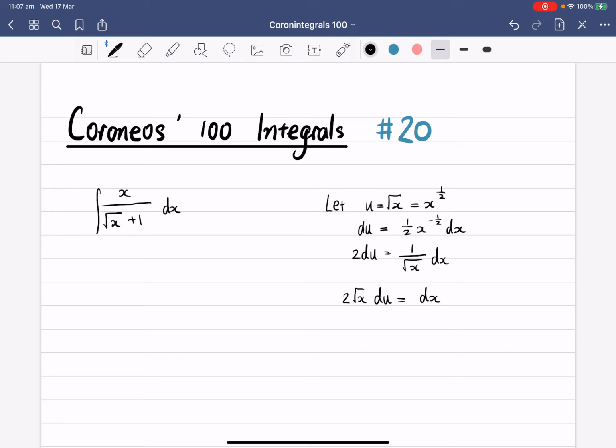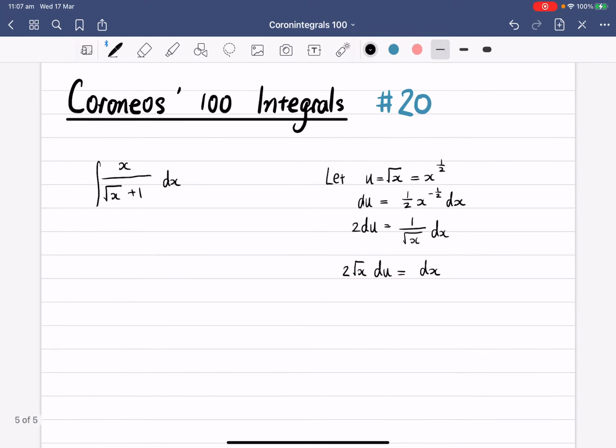Now it's really simple. We've got dx on this side, and this is what you want to replace that dx with. But then we still have a problem: that's a square root of x. So on the left hand side, you've got square root of x, and that's a u. So what we need to do is replace that square root of x again. Previously we just let u equal the square root of x, so that square root of x can now be replaced by simply u. So we end up with 2u du is equal to dx.